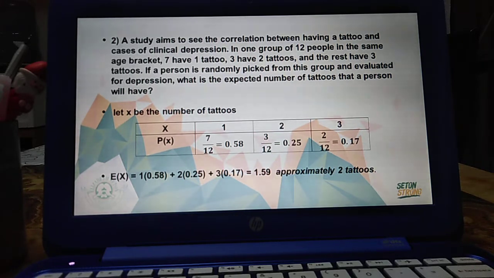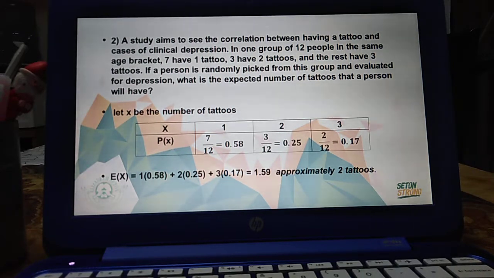The number of people having 2 tattoos is 3. So to get the probability, we divide 3 by the total number, which is 12, which is also equal to 0.25. And people having 3 tattoos is 2. How do we know it's 2? Because there were 12 people surveyed. 7 have 1, 3 have 2 tattoos, so 3 and 7 makes 10. If there were only 12 people surveyed, then the rest would be referring to 2 people having 3 tattoos. So 2 divided by 12 will give me 0.17.